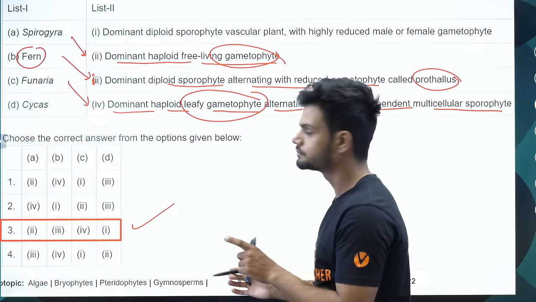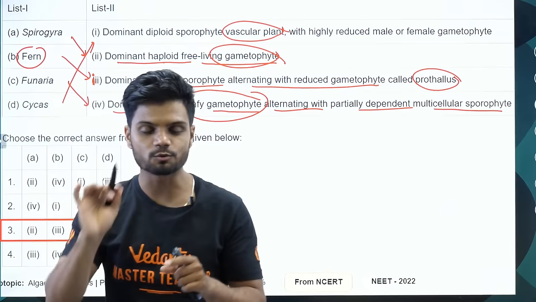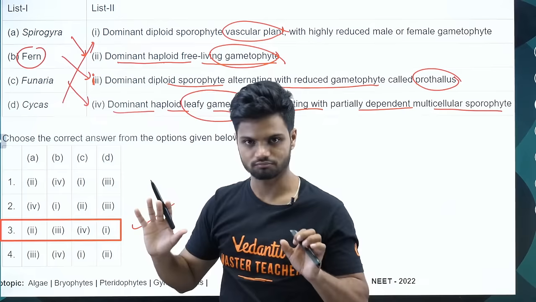Now, the last one is Cycas. Again, Cycas is very easy. Dominant diploid sporophyte, vascular plant. Whenever it is a vascular plant, it can either be a fern or Cycas, right? Now here, with highly reduced male and female gametophyte.